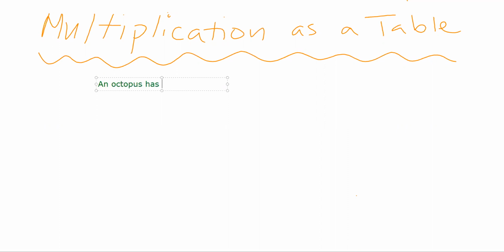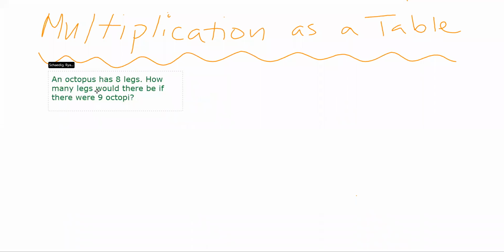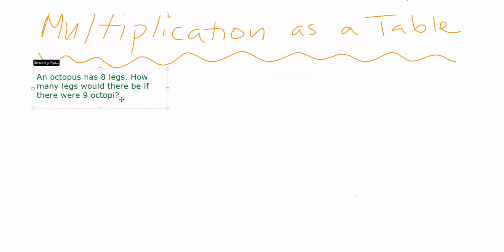An octopus has 8 legs. How many legs would there be if there were 9 octopi? Right. So how would that work? Octopi. I don't even know if that's how you spell that, but whatever. That is the plural of octopus. Octopus is octopi. You can say both. Trust me, I studied that once.